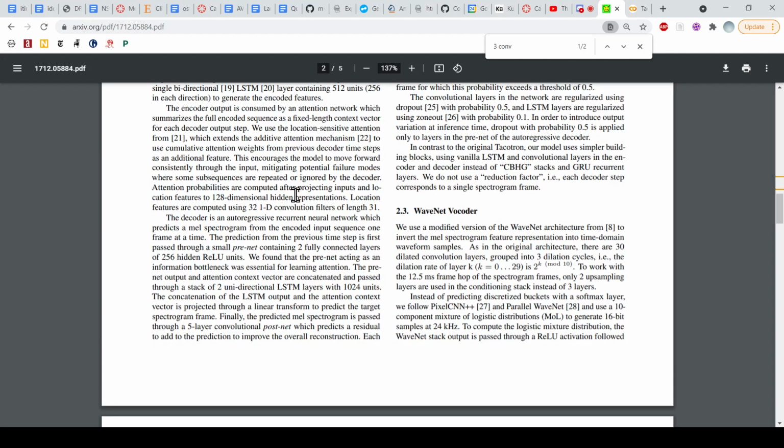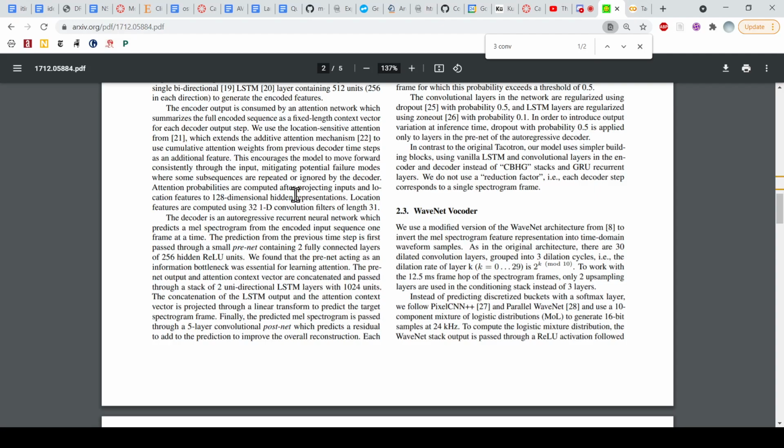The decoder is an autoregressive recurrent neural network which predicts a Mel spectrogram from the encoded input sequence one frame at a time. The prediction from the previous time step is first passed through a small pre-net containing two fully connected layers of 256 hidden ReLU units. We found that the pre-net acting as an information bottleneck was essential for learning attention. The pre-net output and attention context are concatenated.